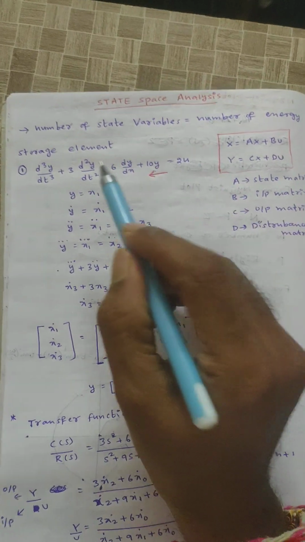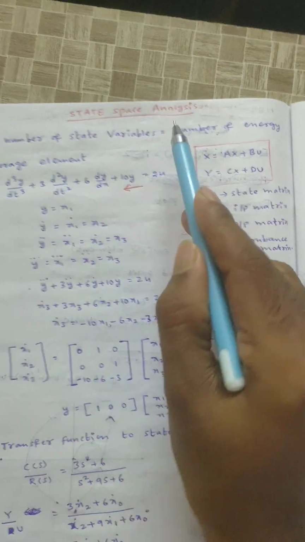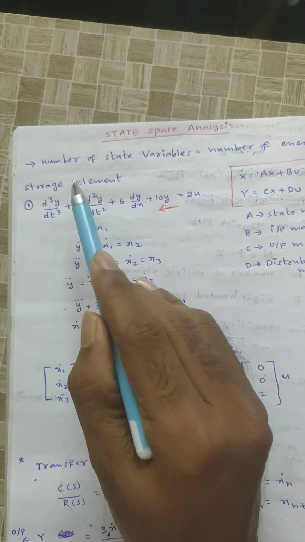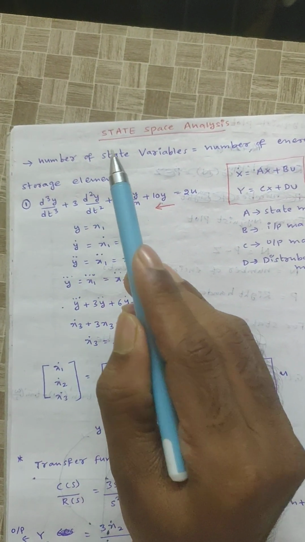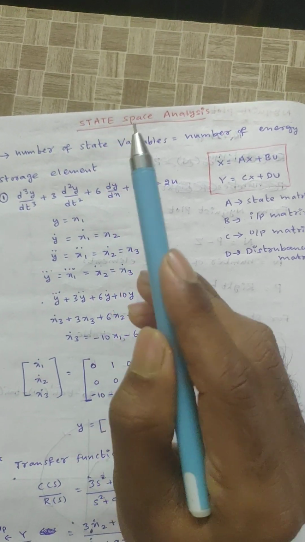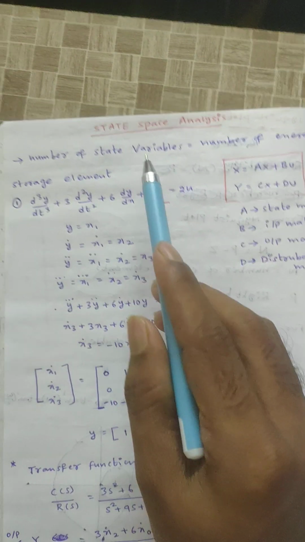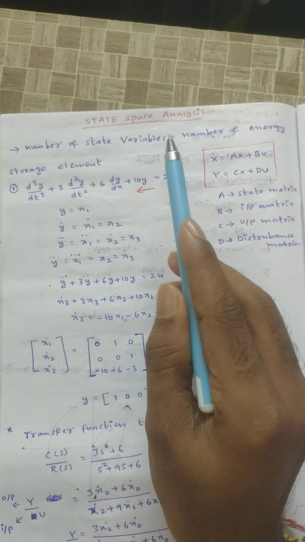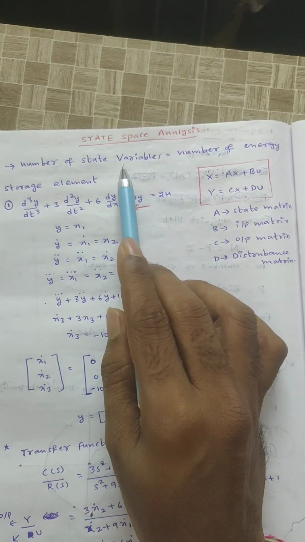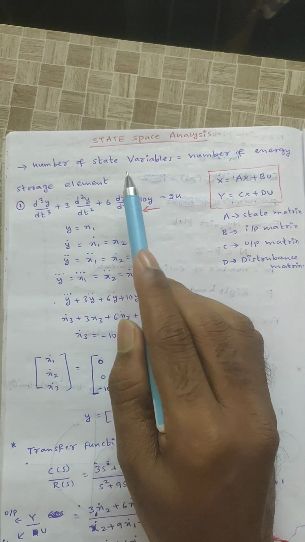Now see here, in this state space analysis, the number of state variables is equal to the number of energy storage elements. Inductor and capacitor are the energy storage elements. If the circuit has only one inductor and one capacitor, then the number of state variables is equal to 2. In this way we can find out the state variables. Number of state variables is equal to the number of energy storage elements.